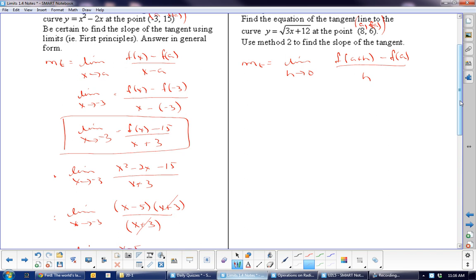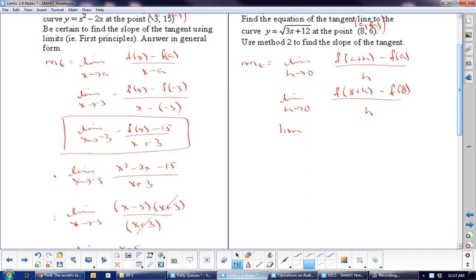So the limit as h approaches 0 of f of 8 plus h minus f of 8, all over h. Okay, we do already know the equation.